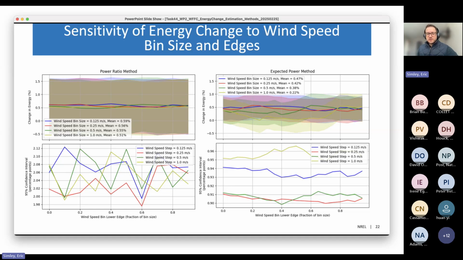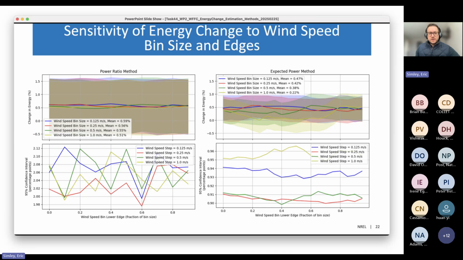And for the expected power method, there's a lot more variation. So if we select different bin sizes and bin edge positions, then the estimated increase in energy could vary from 0 to about 0.6. And then even if you've identified a particular bin size you want to use, there's a lot of sensitivity to that bin edge position, especially for the larger bin sizes.